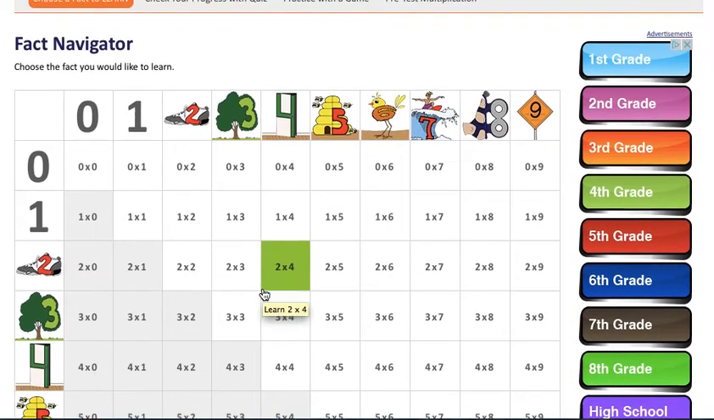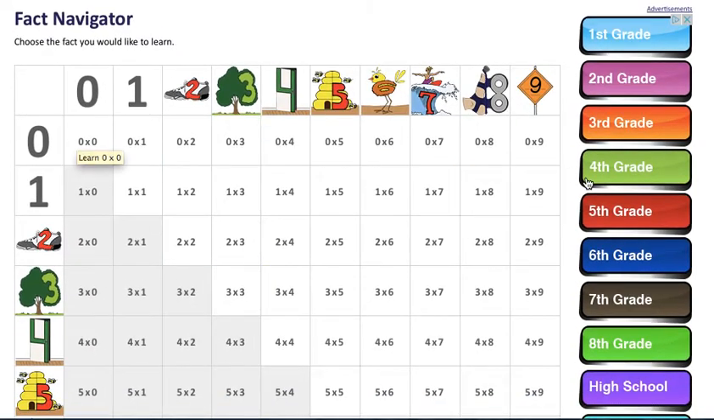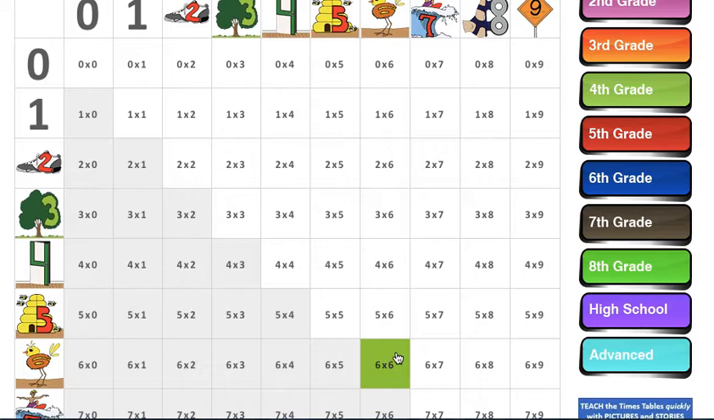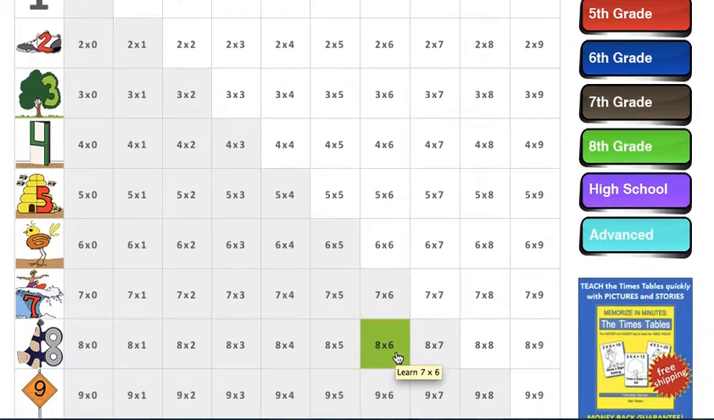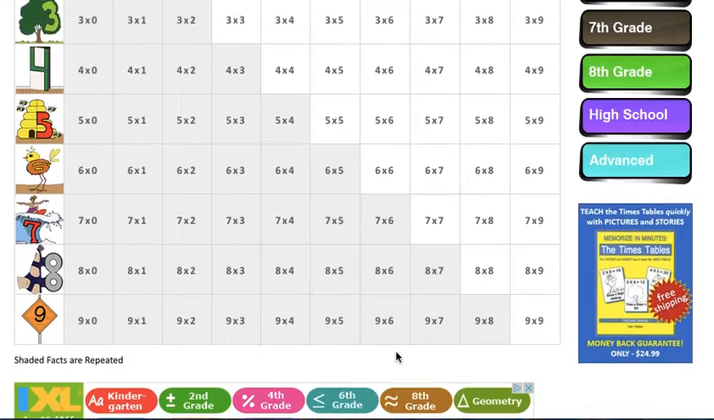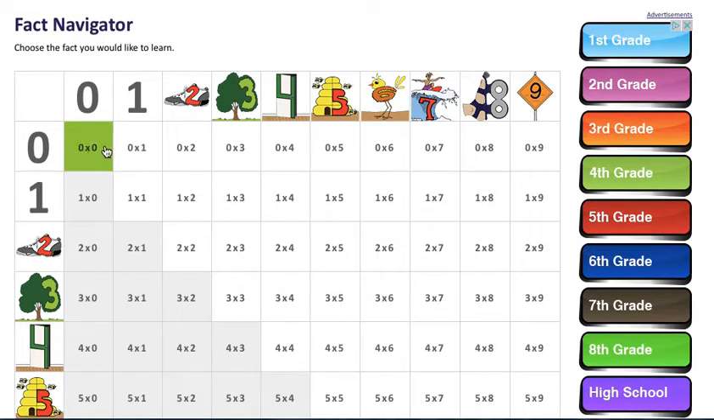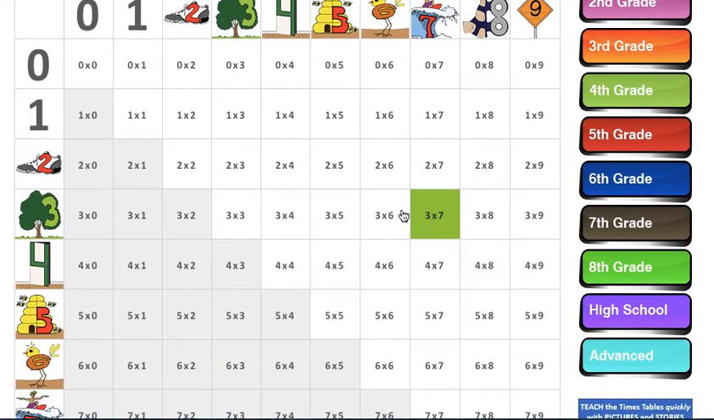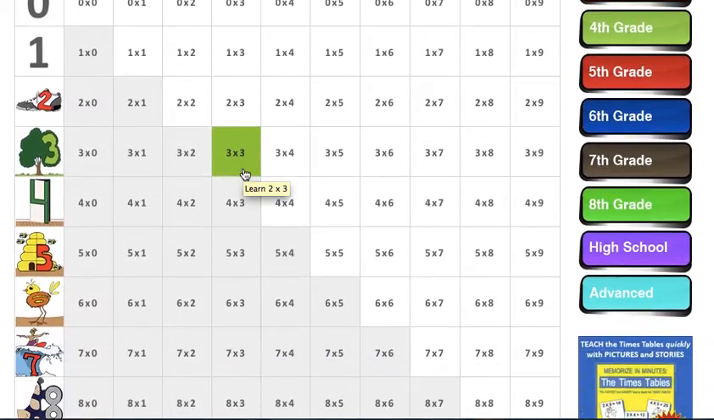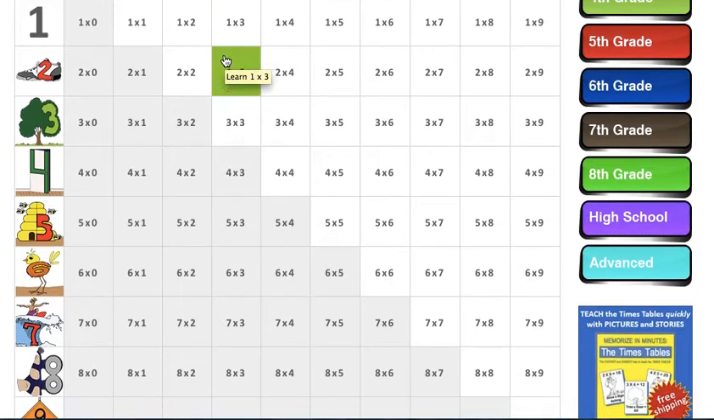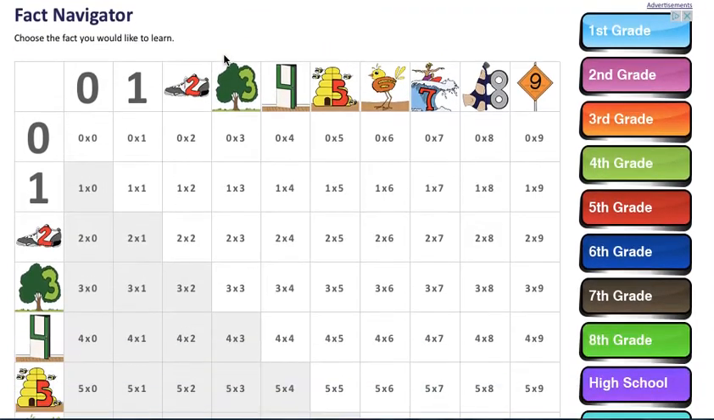In your bundle, it's going to tell you to learn all your 0's, learn all your 1's, your 2's, your 3's, your 4's, your 5's, your 6's, your 7's, your 8's, and your 9's. You only need to learn the ones in white because when you flip the numbers, you already know it because you learned it over here. That is how we'll use multiplication.com.